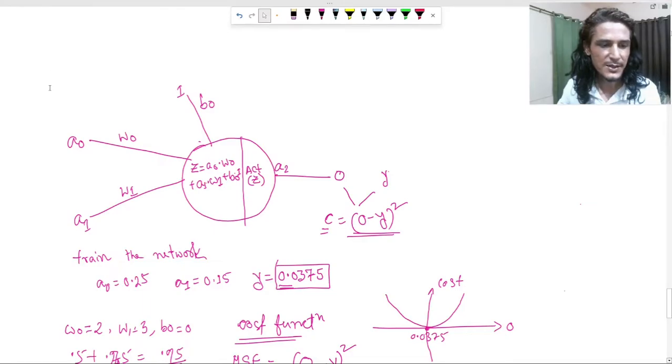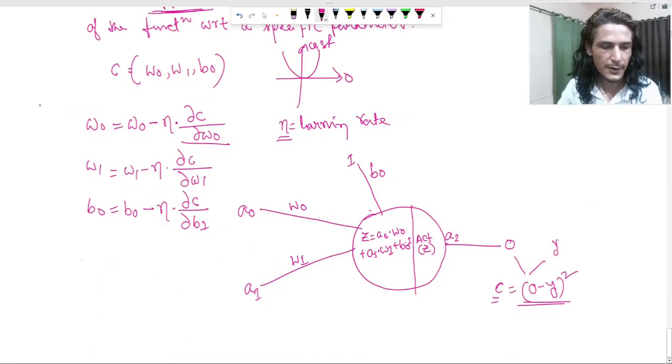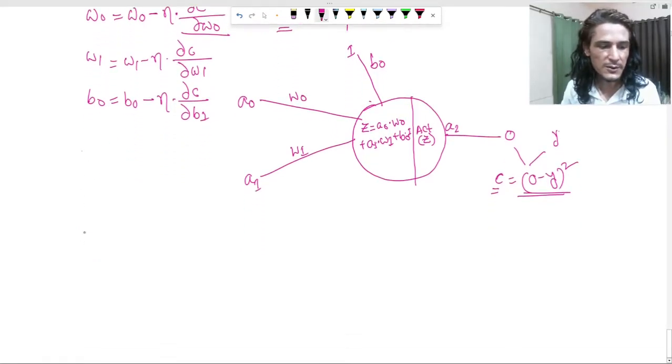Let's bring this network down there. Now we want to compute the rate of change of the cost function. Suppose now we want to compute the first one. Three things we have to compute, right? With respect to B0, I mean, how much we want to update W0, W1, and how much we want to update this B0.